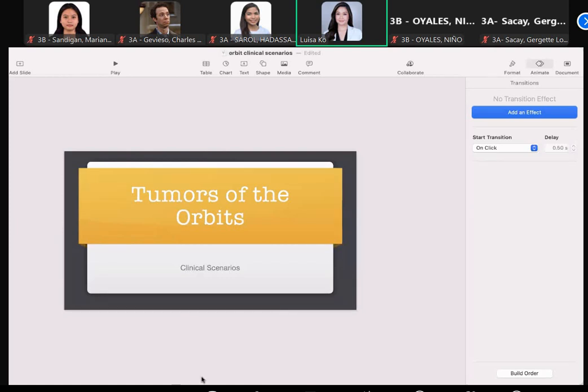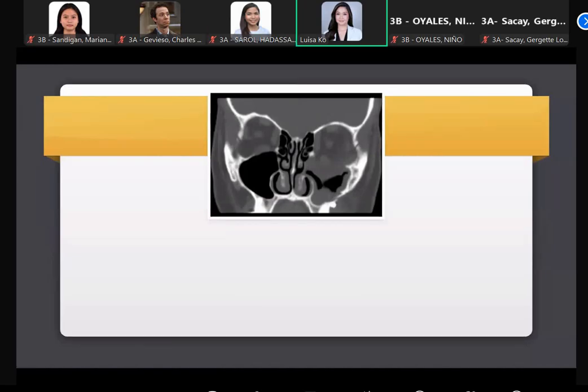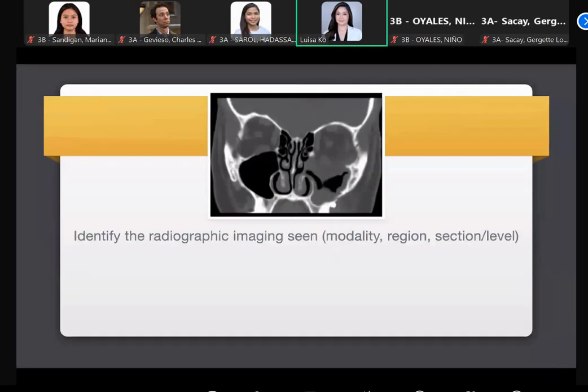Sige, so let's start with the first case. You guys see the slide na? It's on the screen. Yes, Doc. Okay, sige. So this is our first picture. When we're presented with an imaging radiographic image, this is how we describe it. First you let me know the modality, the region, and then which section or level it is. Do you have any volunteers?